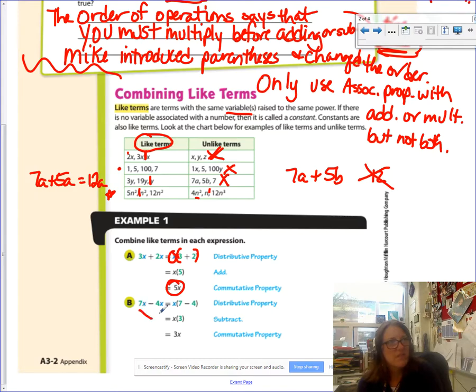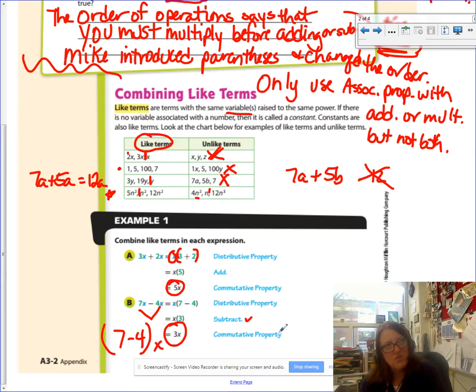Same thing here, 7x and 4x. If you just think, hey, my coefficient of this term is 7, the coefficient of this term is 4. I'm subtracting both of these guys. That's the coefficient in front of x. You get 3x. Okay? You're kind of undoing it with the distributive property.